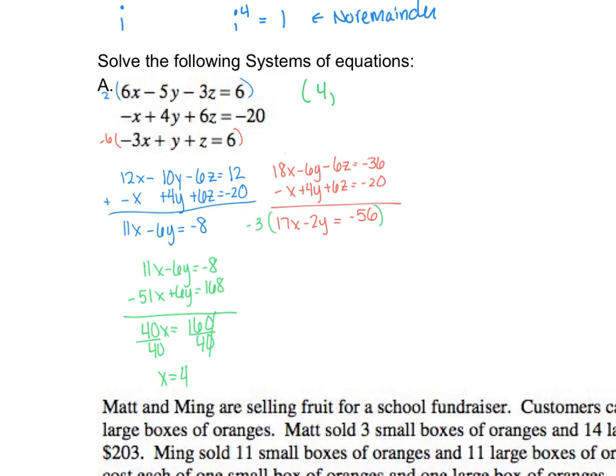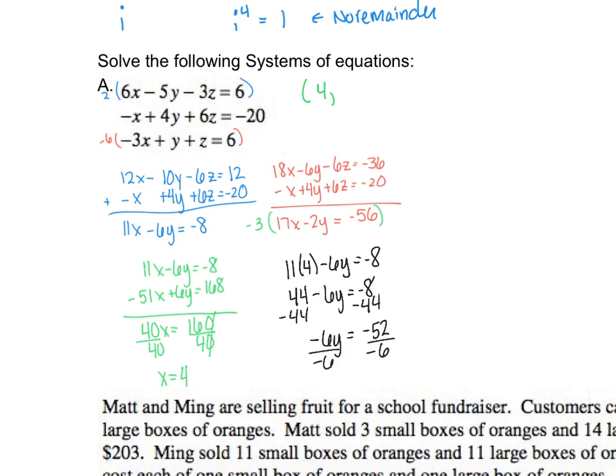All right, so now that I know what x is, I'm going to plug in x into either one of these equations. So 11 times -4 minus 6y equals -8. -44 minus 6y equals -8. So I add this 44. I get -6y equals 36. I divide by -6. So y equals -6.